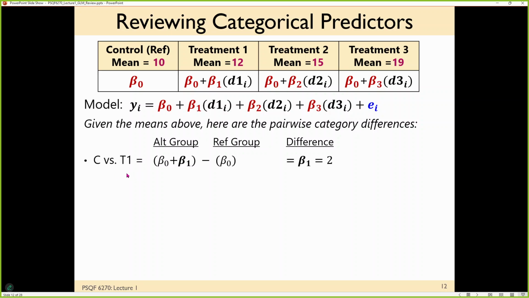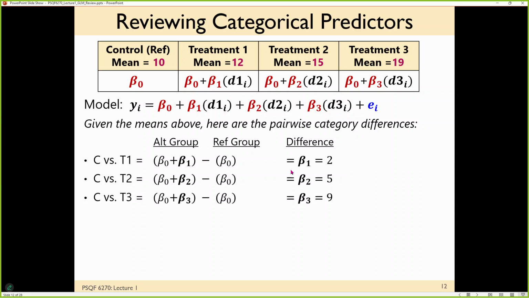So the way to think about it is like this. Control versus treatment 1. Well, I know this is the mean for treatment 1 as the alternative, minus the reference mean, which is beta 0. They cancel. I'm left with just beta 1, which has to be 2, because that's how treatment differs from control. If it were how control differs from treatment, that would be minus 2. Same information, but the slope has to go in the right direction for interpretation.